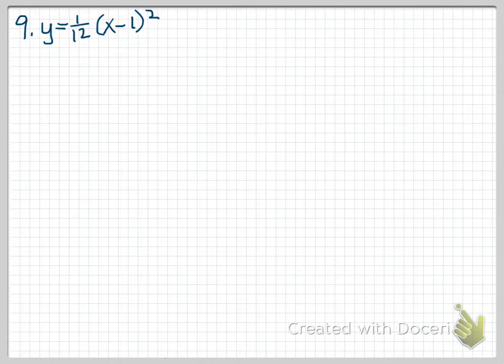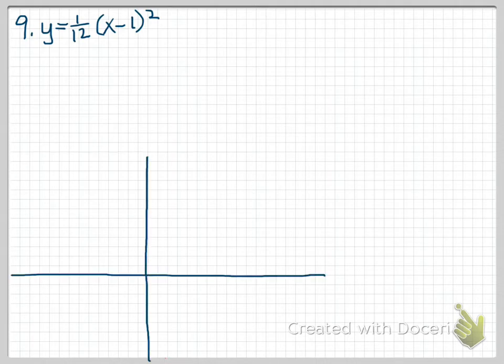All right, let's look at number 9. Number 9 is y equals 1/12 (x minus 1) squared. And my directions say to identify the vertex, the focus, and the directrix of the parabola with the given equation. And then we're going to sketch the graph of the parabola. First thing, let's get our graph sketched out there.